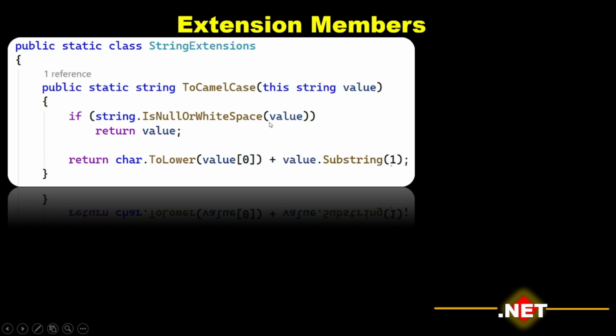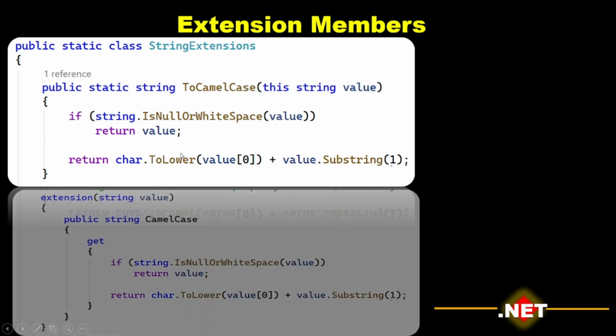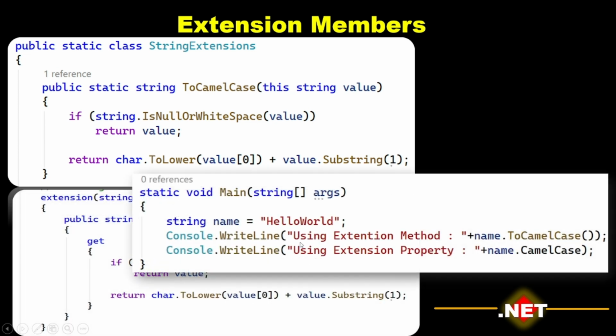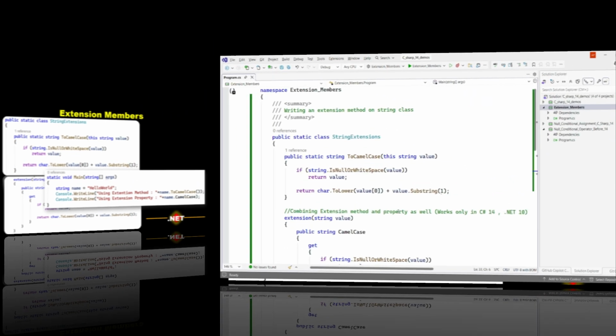You can see this example. I'm going to write an extension method. This was possible before C# 14. So here you see that the method has been written, but in C# 14, we can even combine it with properties here, and this way we can use it. I'm going to demo all this for you to make it clear. Let's go directly to Visual Studio 2026 and see this all in action.